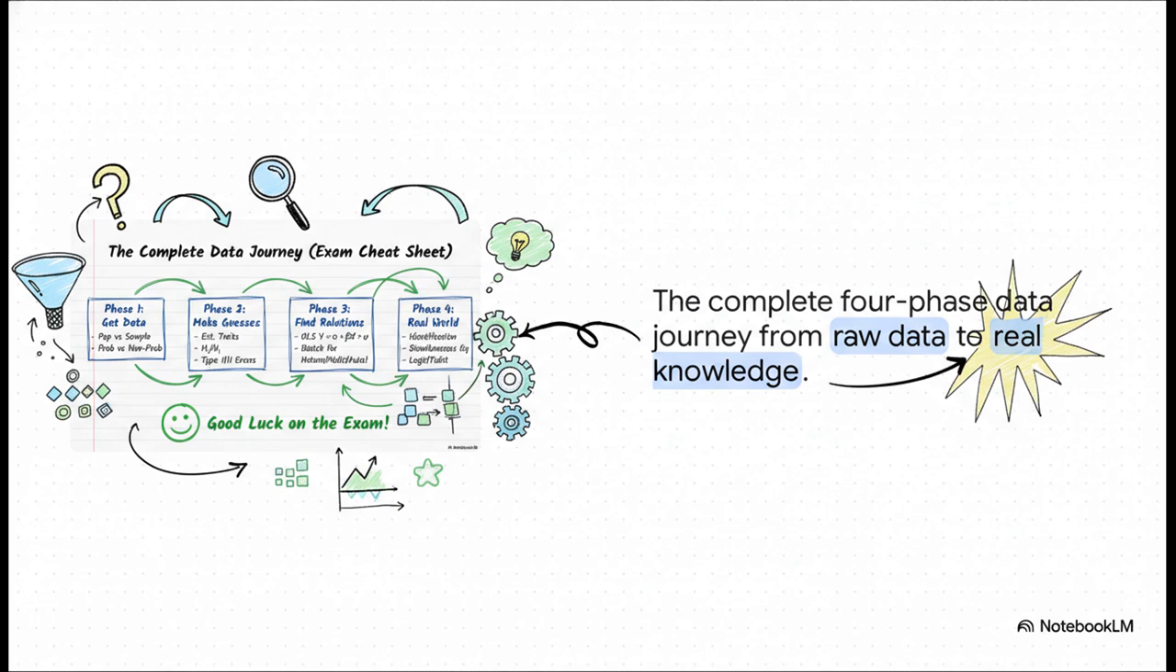Phase 1, get the data. Phase 2, make educated guesses and test our ideas. Phase 3, find the relationships between variables. And finally, Phase 4, adapt our tools for the messiness of the real world. It's a logical, powerful, and totally repeatable process for turning raw data into real insight.